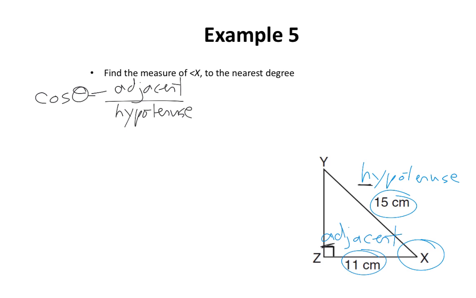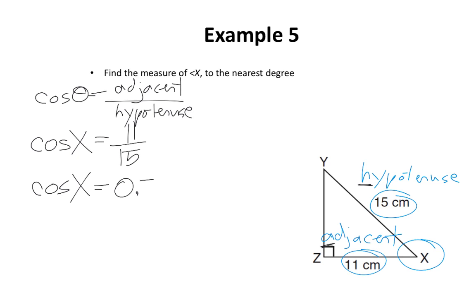In our next step, we want to substitute in our known values. So instead of using theta, we are specifically looking at angle x, so I'm going to replace it with x. Instead of writing adjacent, I'm going to write 11. And instead of writing hypotenuse, I'm going to write 15. I can't really do anything with cos x, so I'm going to leave it be. However, 11 divided by 15, you can throw that into your calculator, and you're going to get approximately 0.7333.